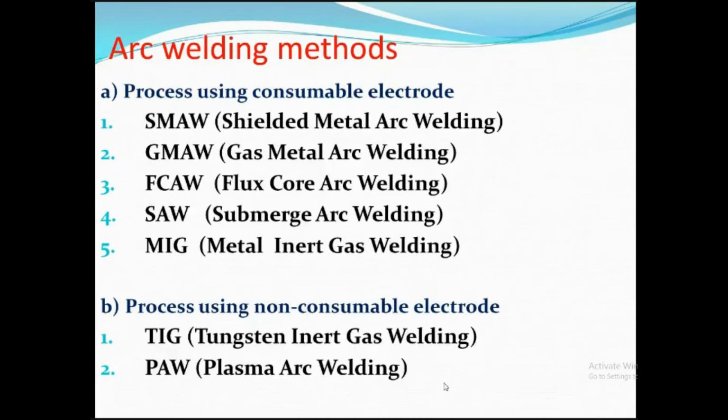Now, next one is the arc welding methods. The process using consumable electrodes: SMAW, that is shielded metal arc welding.